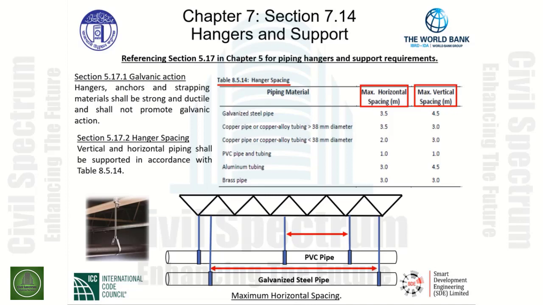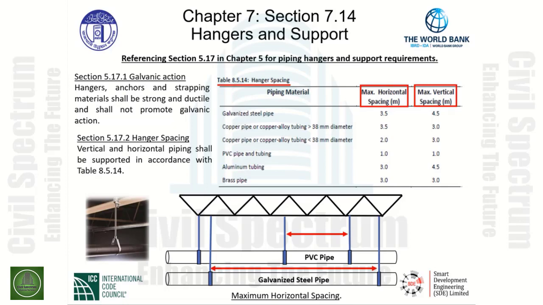Section 5.17.2, Hanger Spacing. Vertical and horizontal piping shall be supported in accordance with Table 8.5.14. As an example, the picture below indicates piping being supported from the building's structure by means of a threaded rod and a hanger that goes around the pipe that we know as a teardrop hanger.